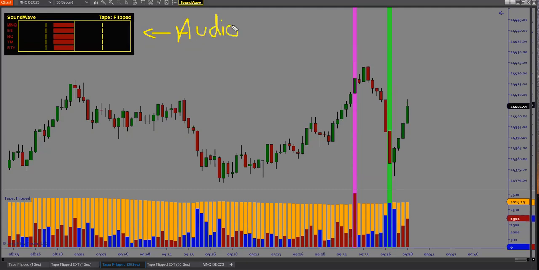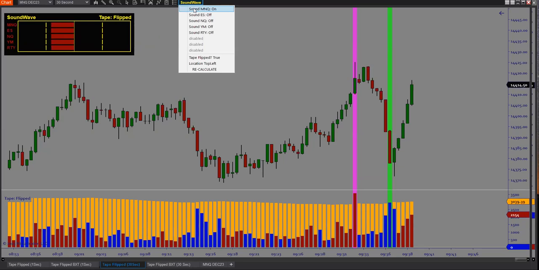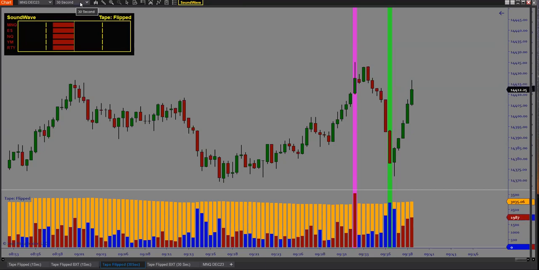The audio box is designed to explain when a whole lot of information is coming in to the candles from the time and sales. And then what we want to do is hear it, right? So if we're going to hear something, you've got to turn it on. I've got them all turned off by default. And this is the 30-second chart. The reason I got it on the 30-second is it's a little less noisy.